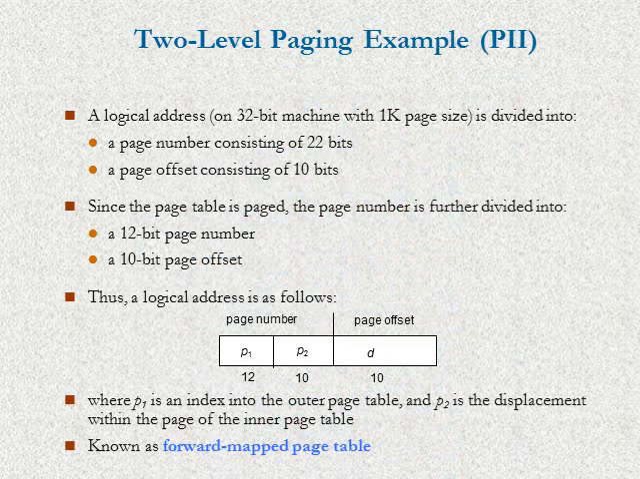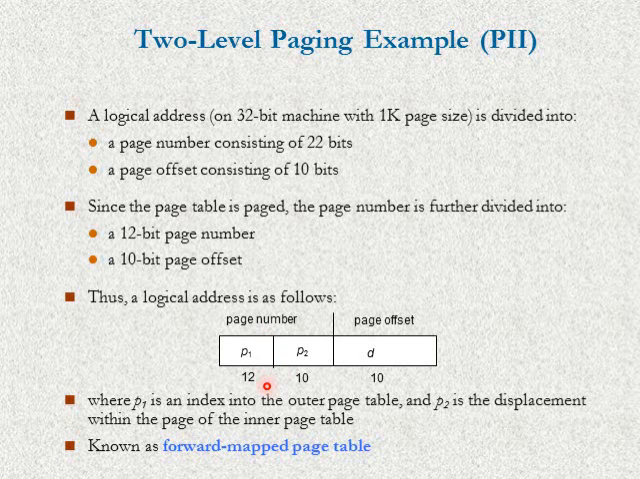Now let's consider the same example with a 32-bit architecture. However, this time instead of having 12 bits and a 4 kilobyte page size, we have 10 bits and a 1 kilobyte page size, and the page number is divided into these 22 bits. So you can see that this time we have 4 million entries in this page table.